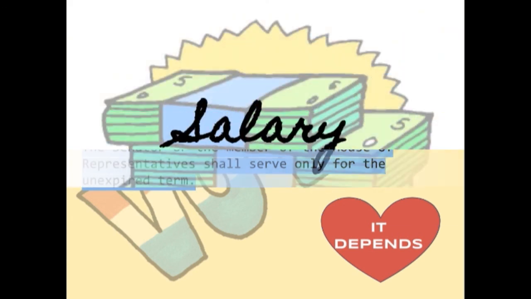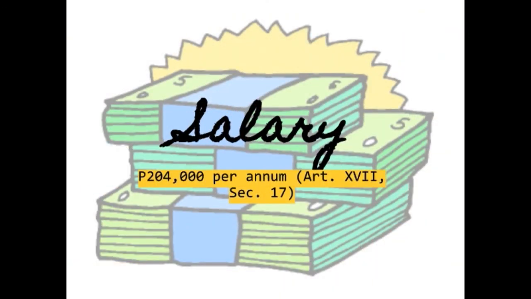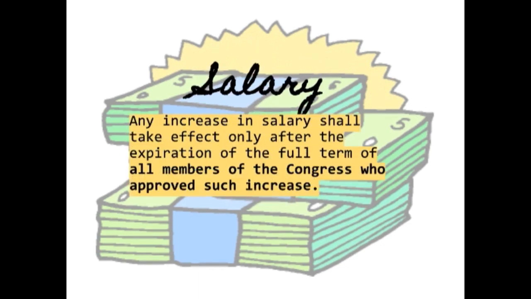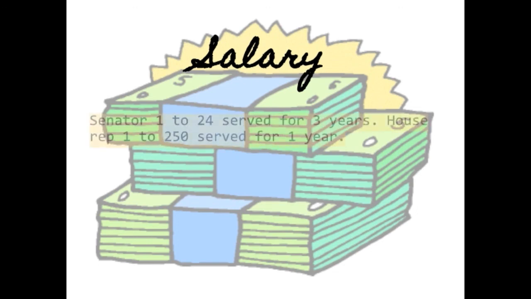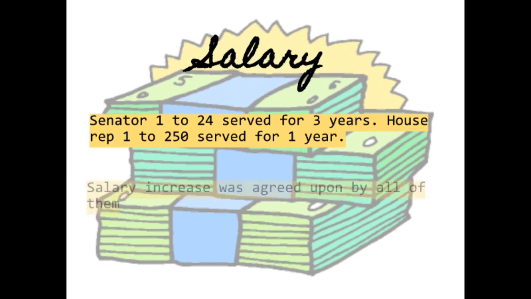Next, salary. Article 12, Section 17 provides that members of the Congress shall have a salary of 204,000 pesos per annum. Any increase in salary shall take effect only after the expiration of the full term of all members of the Congress who approved such increase. For example, Senators 1 to 24 served for 3 years. House of Representatives 1 to 250 served for 1 year. Subsequently, a salary increase was agreed upon by all of them.